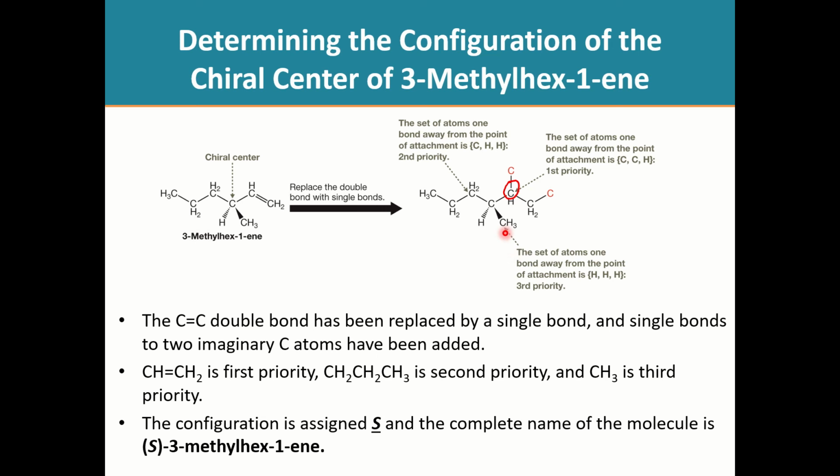So when we're going through our steps, 1 is to identify or prioritize the 4 groups. When you have double bonds and triple bonds, it takes a little bit more work. Okay.